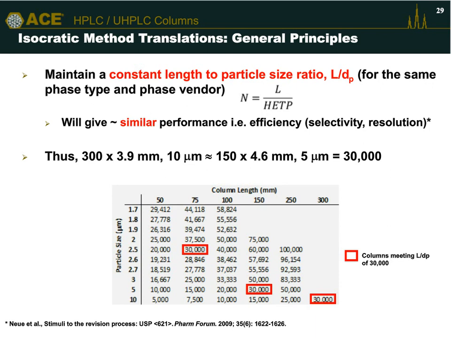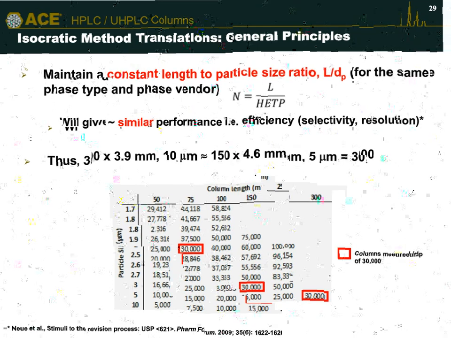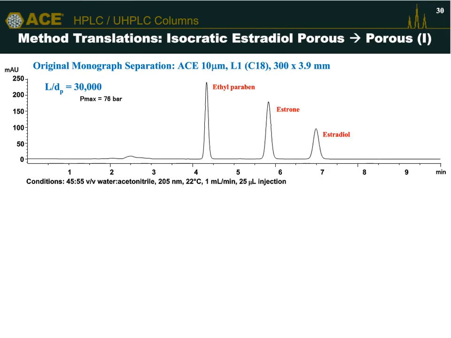And if we look at the grid for L over DP ratios, I've constructed this grid here where we've got column lengths along the top and we've got particle size going down the side. And you can see I've calculated the different values and I've highlighted there 30,000. So you can see the 300 by 10 micron particle combination. And then we can see the 150 by 5 micron column combination and the 75 by 2.5 column combination. So if we look at an example monograph, and here we have the monograph for estradiol, within the USP.